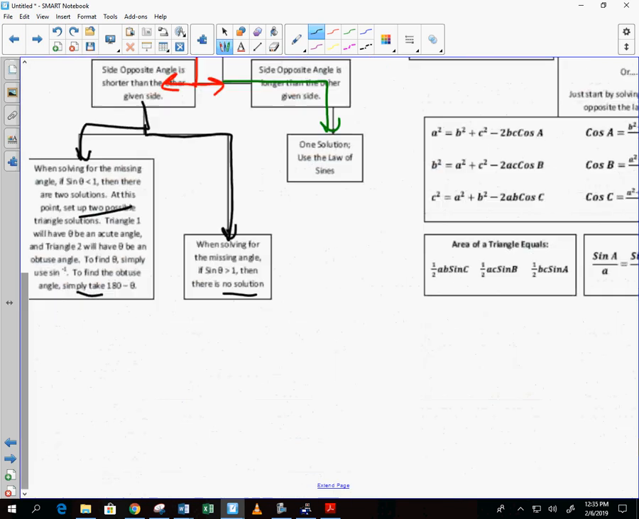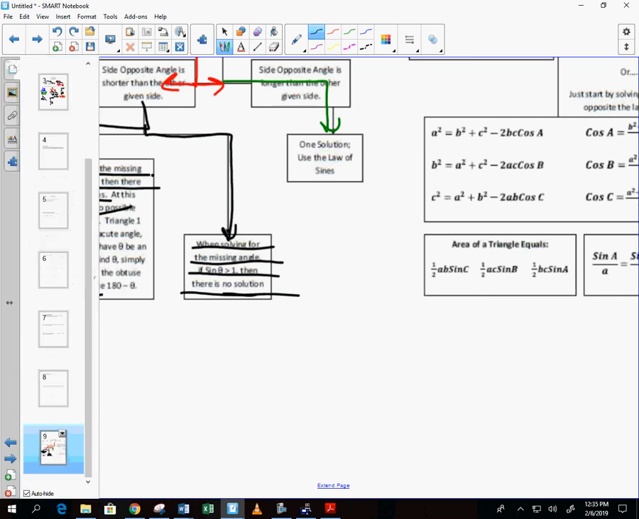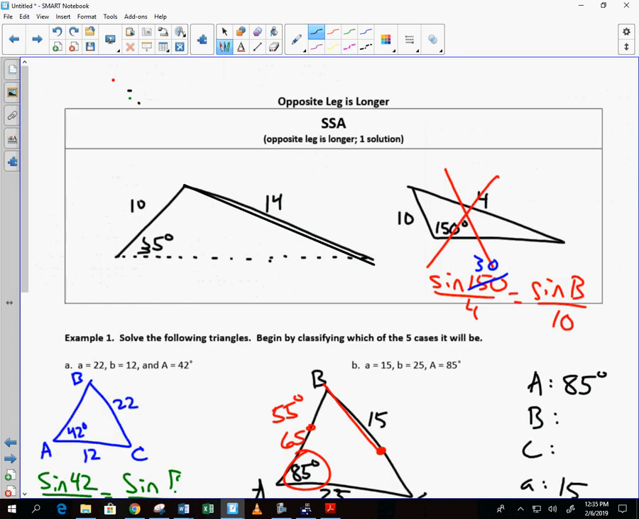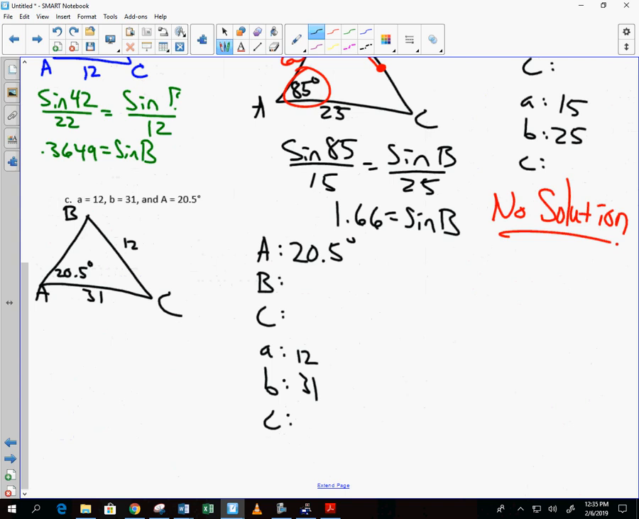It says, when solving for the missing angle, if sine is greater than 1, there's no solution. That was our last situation, right? This one says, when solving for the missing angle, if sine is less than 1, then there are two solutions. So we have to start setting up, see if we get a value greater than 1 or a value less than 1. And that will tell us the nature of our solution.